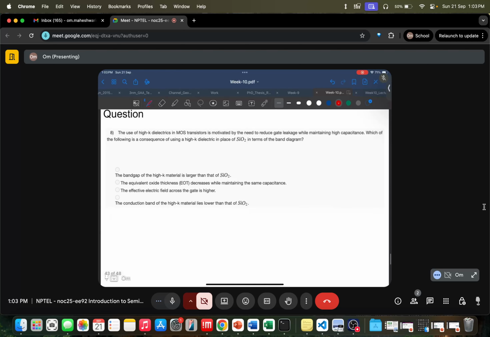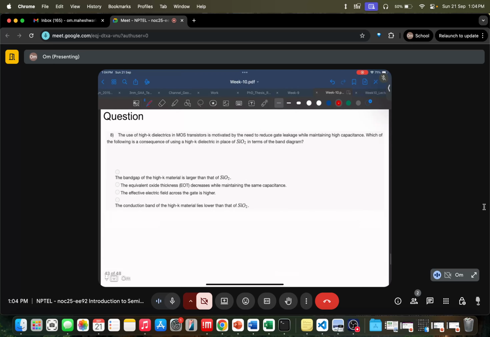Next question. The use of high-K dielectrics in MOS transistors is motivated by the need to reduce the gate leakage while maintaining high capacitance. Which of the following is a consequence of high-K dielectric in place of SiO2 in terms of band diagram? The band gap of high-K material is larger than that of SiO2. The equivalent oxide thickness EOT decreases while maintaining the same capacitance. The effective electric field across the gate is higher. The conduction band of high-K materials is lower than that of SiO2.